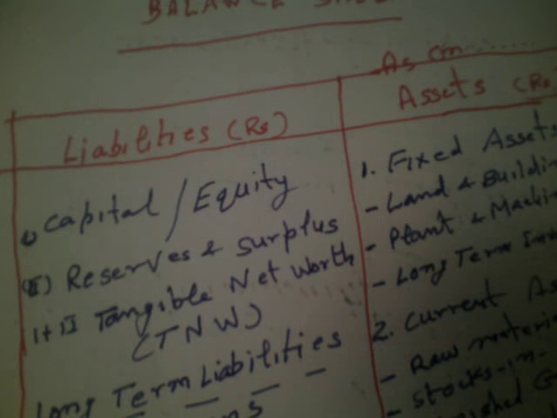Sometimes the profit and loss account is shown on the right side, that is, on the asset side. Then it means there is a loss for that particular period of time for which the balance sheet is prepared, or the financial year. So a profit and loss statement on the right side is a loss.